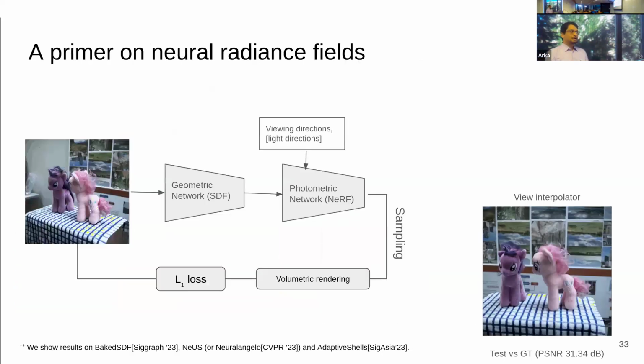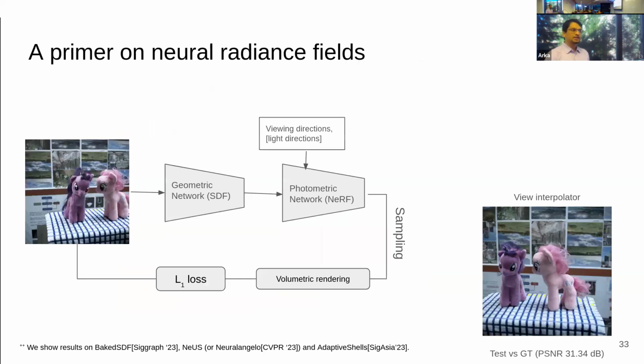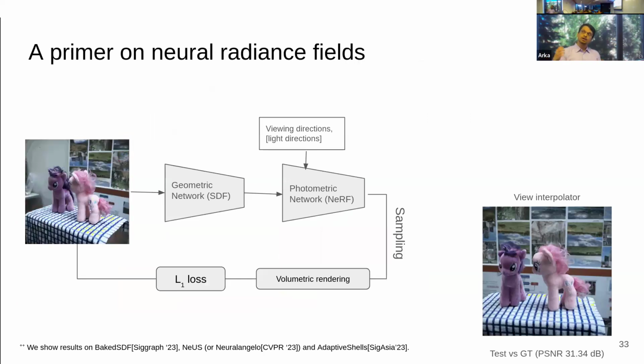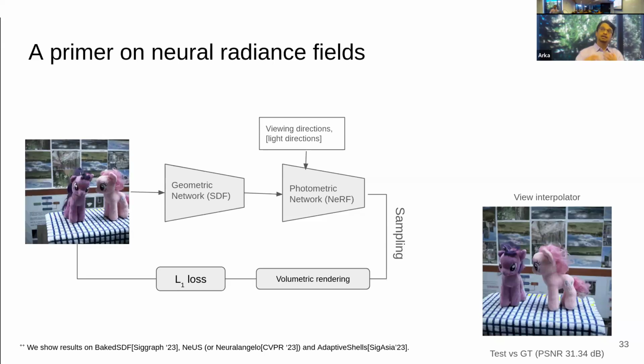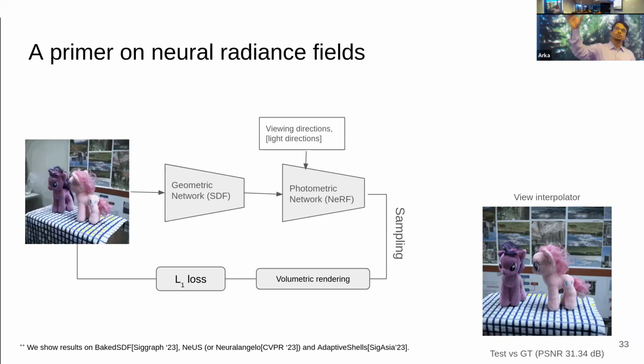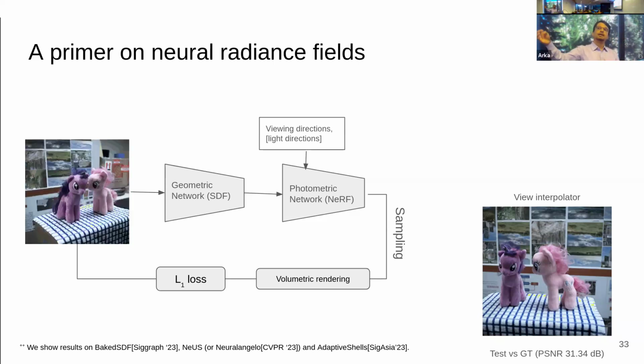So now that we have looked at some of the results, the data that we capture and process, let us turn our attention to what is going on in the backend. Under the hood, we have a neural radiance field, and I just wanted to take a moment to give a small primer on that.